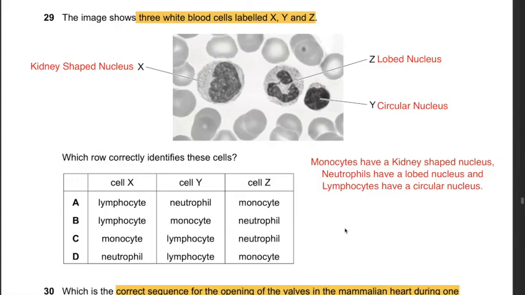Cell X, since it is a kidney-shaped nucleus, it belongs to a monocyte. Cell Y, since it is a circular nucleus, it belongs to a lymphocyte. Cell Z, since it is a lobe nucleus, it belongs to a neutrophil. Hence, the answer is C.